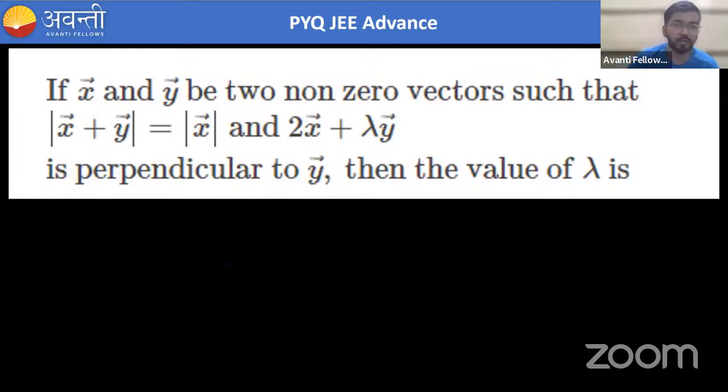Let x and y be two non-zero vectors such that mod of x plus y is given by mod of x, and 2x plus lambda y is perpendicular to y bar. Then the value of lambda is. So mod of x plus y is equal to mod of x bar. So what I'll do here is square both the sides.